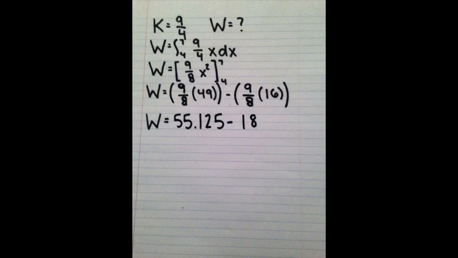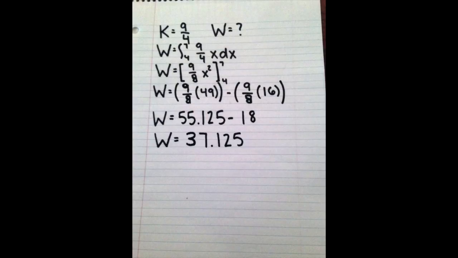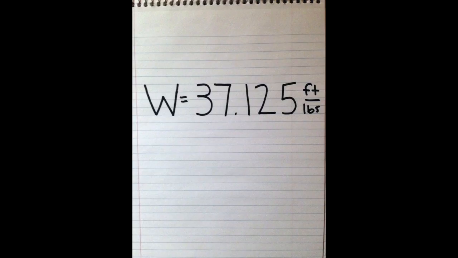9 over 8 times 49 comes out to be 55.125, and 9 over 8 times 16 comes out to be 18. When you subtract 18 from 55.125, it comes out to be 37.125. This value becomes our final answer. The work required to stretch this spring from 4 to 7 inches is equal to 37.125 foot-pounds.